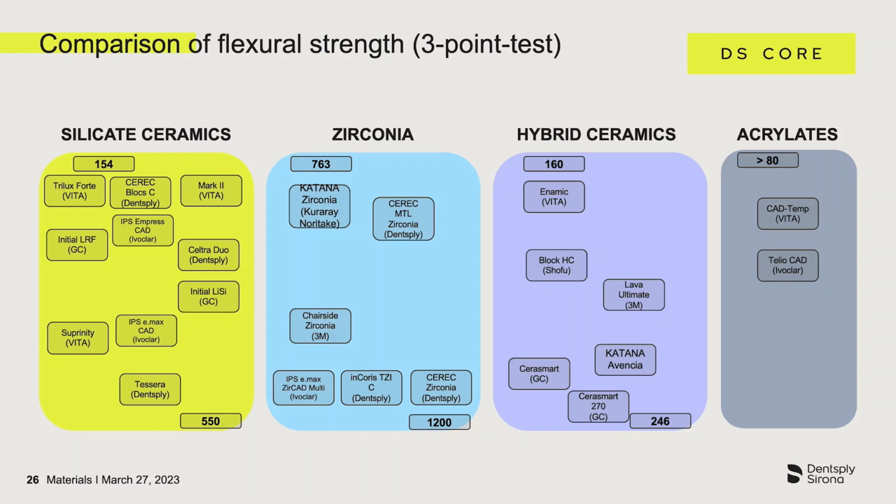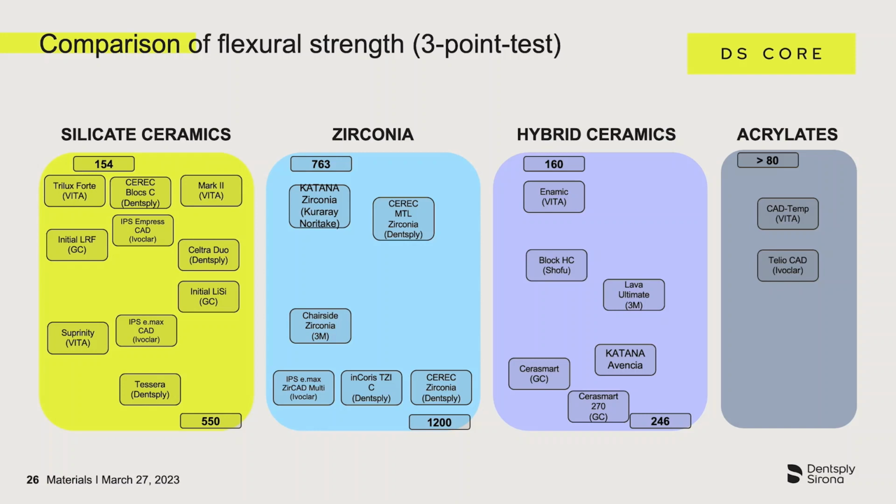Emax CAD from Ivoclar Vivadent has a flexural strength of 360 megapascals in the 3-point test. Initial LiSi from GC is a ready-crystallized lithium disilicate ceramic for which no results are available in the 3-point flexural test, and therefore it is not directly comparable with the flexural strengths of the materials mentioned so far.